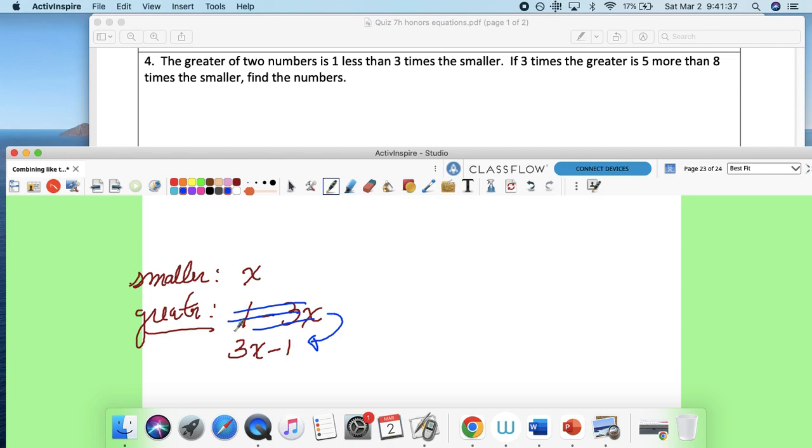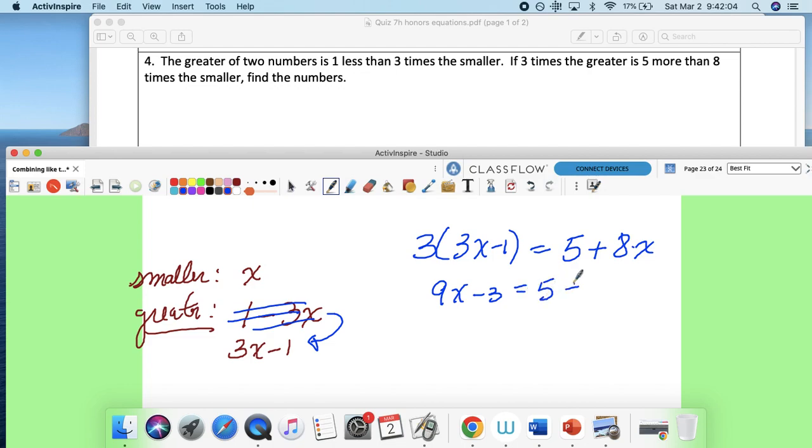Now we can set up our equation based on that. So it says 3 times the greater. So 3 times the greater, which is 3x minus 1, equals 5 more than means addition, 8 times the smaller, 8x, 8 times x, there. Right? So, distributive property, 9x minus 3 equals 5 plus 8x.